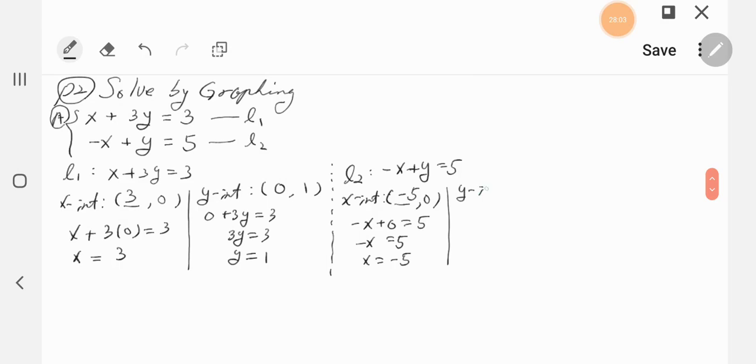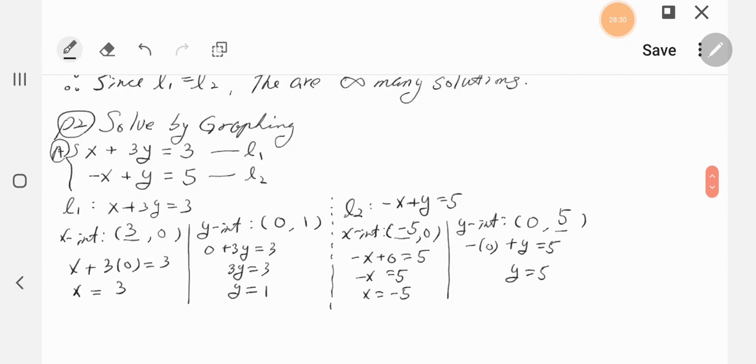All right, and then the y-intercept. Let's find the y-intercept. Set the x value equal to 0, then you get the y value. Finding the y-intercept, you need to find the y value, right? Then set the other variable x equal to 0. So x equals 0, so negative 0 plus y is equal to 5. So from here, y equals 5. All right, so we found the x-intercept and y-intercept for both lines. So graph the line.